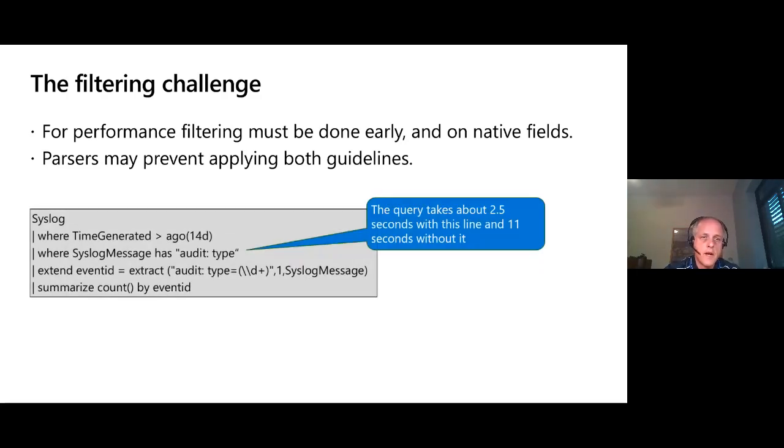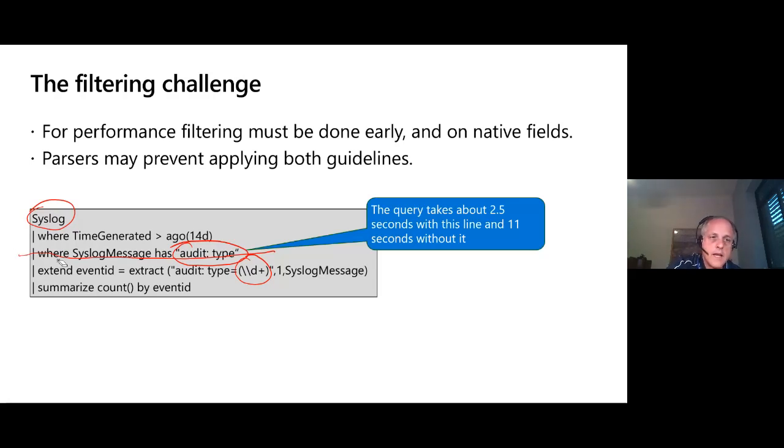For example, this query runs over the syslog table, but it looks for a specific type of event, the audit type, which is a Linux event, and it tries to extract something from there, the event ID. If we delete this line, the extend function runs over all the events and tries to extract from every event, whether it has audited in it or not. This is very, very costly in terms of performance.